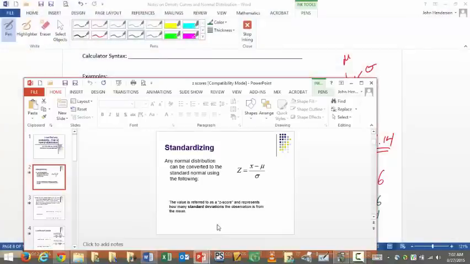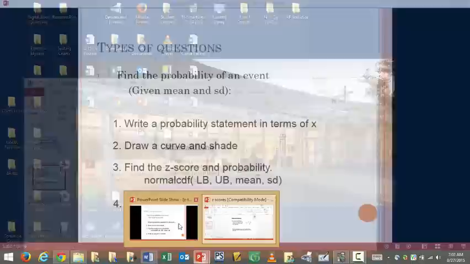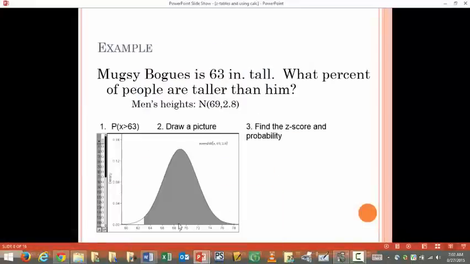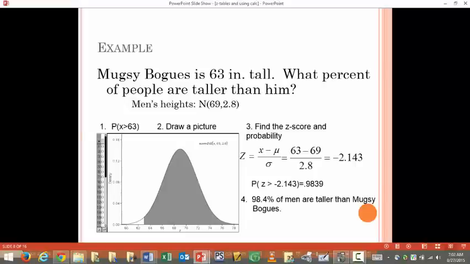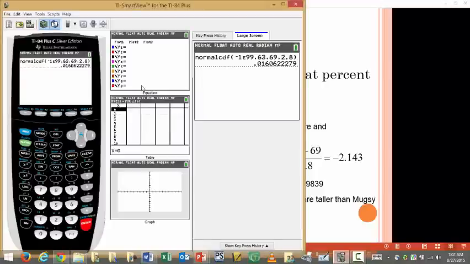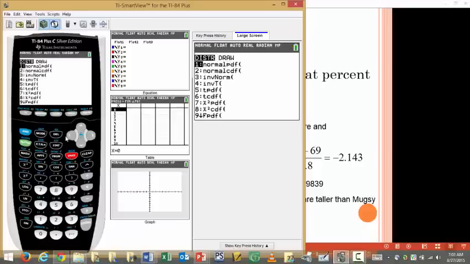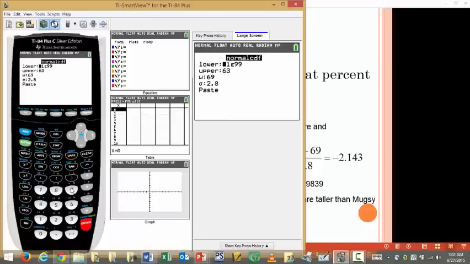Really, what we should have done was shade up, right? So I've shaded the wrong direction. You guys should have shaded up like in this particular curve. And then in your calculator, if you'd done it the right way the first time, you would have ended up doing your lower bound this time. We should have gone from 63 up to infinity. So the lower bound should have been 63, and we're going to shade up forever. So that's going to be positive 1, and you've got to hit second comma to get that E. The mean and standard deviation are the same.